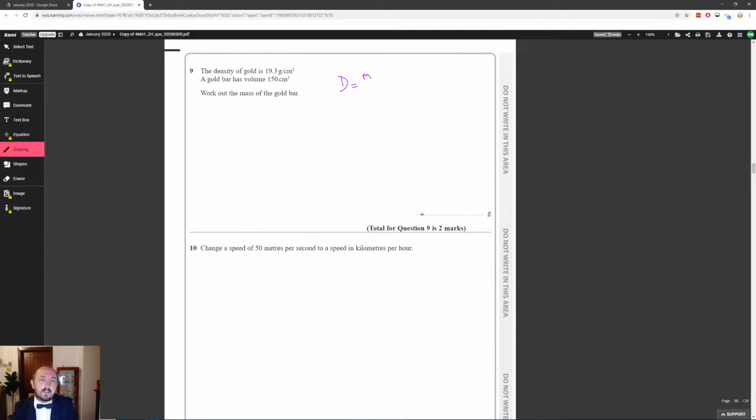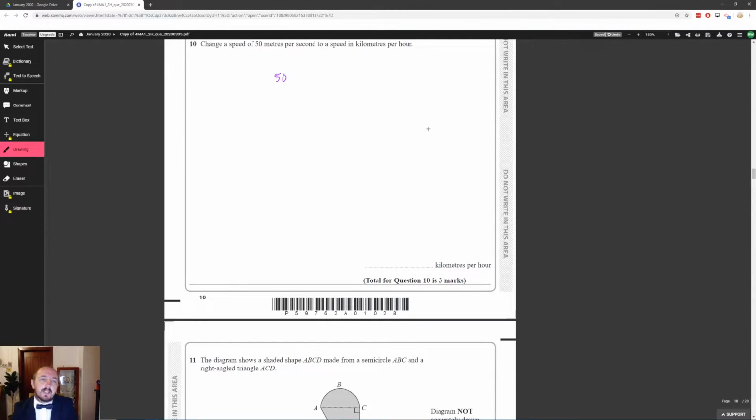Density equals mass over volume. So the mass is going to be equal to the density times the volume, which is equal to 2895 grams. 15 meters per second, that's going to be equal to 15 over 1,000 kilometers per second, which is equal to 15 over 1,000 times 3,600 kilometers per hour. That equals 180.